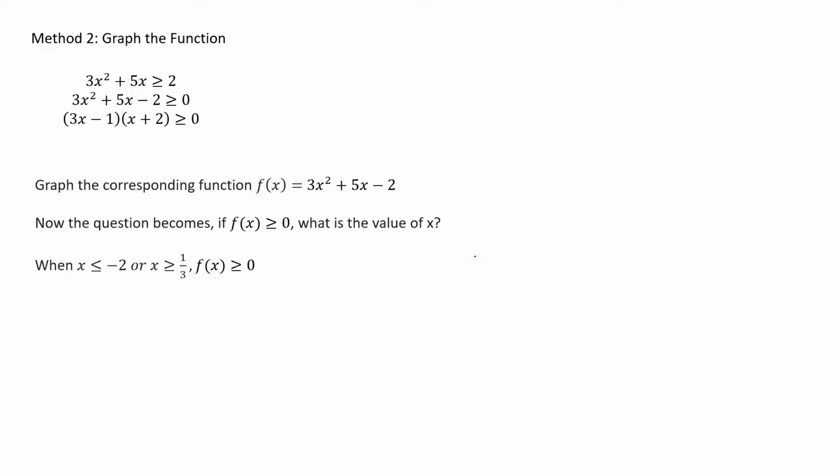And the second method, which I highly recommend, is to graph the function. First, the same thing, we find two solutions, 1/3 and -2. The second step is to graph the corresponding function in this problem, f(x) equal to 3x squared plus 5x minus 2. And then we can draw a graph, right? We already have two solutions, -2 and 1/3. Because it opens upward, we can draw a draft like this.